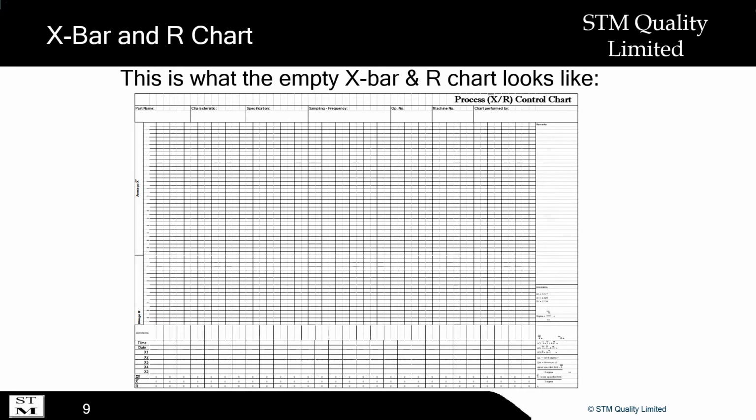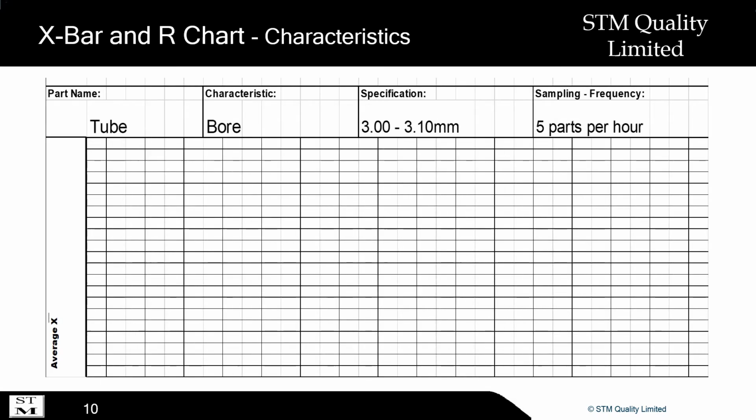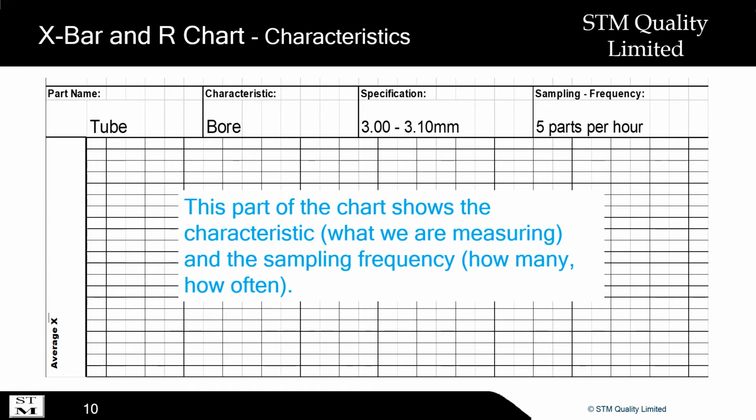This is what the empty X bar and R chart looks like. Don't worry that it's rather small, as the next few slides will elaborate on some of the areas of the chart. Characteristics. This part of the chart shows the characteristic, what we are measuring, and the sampling frequency, how many, how often.